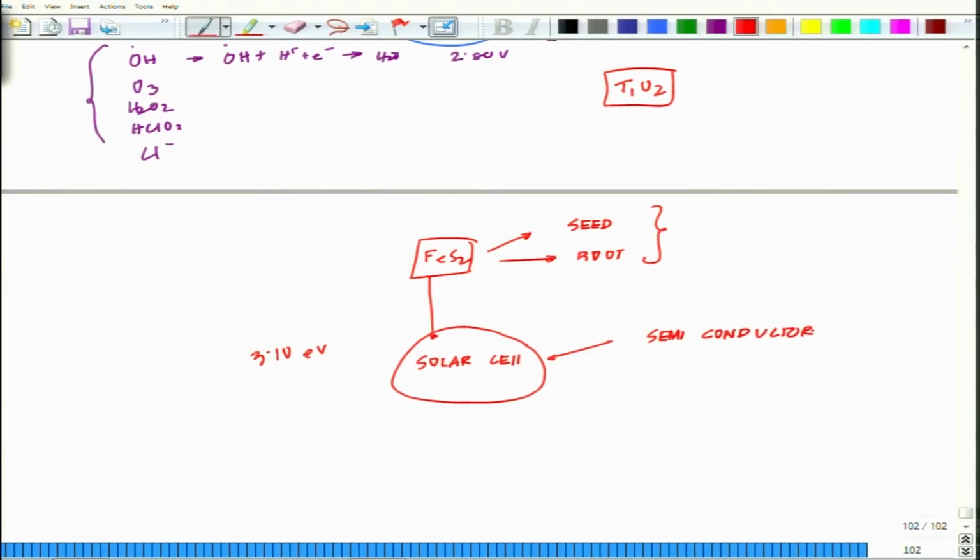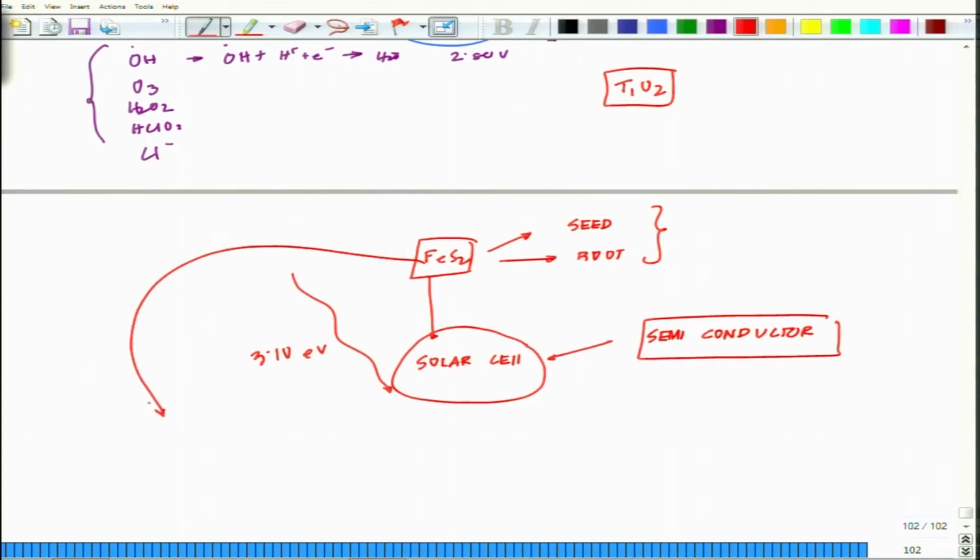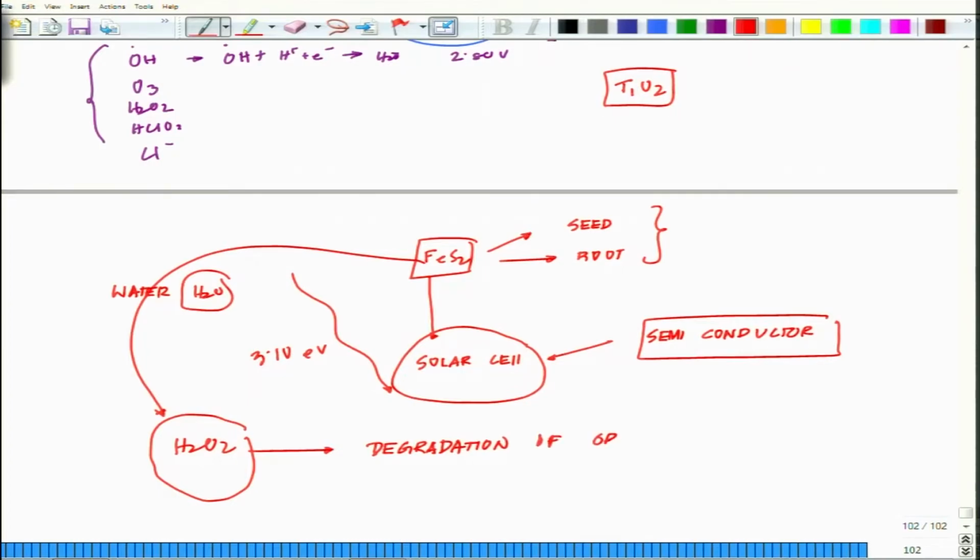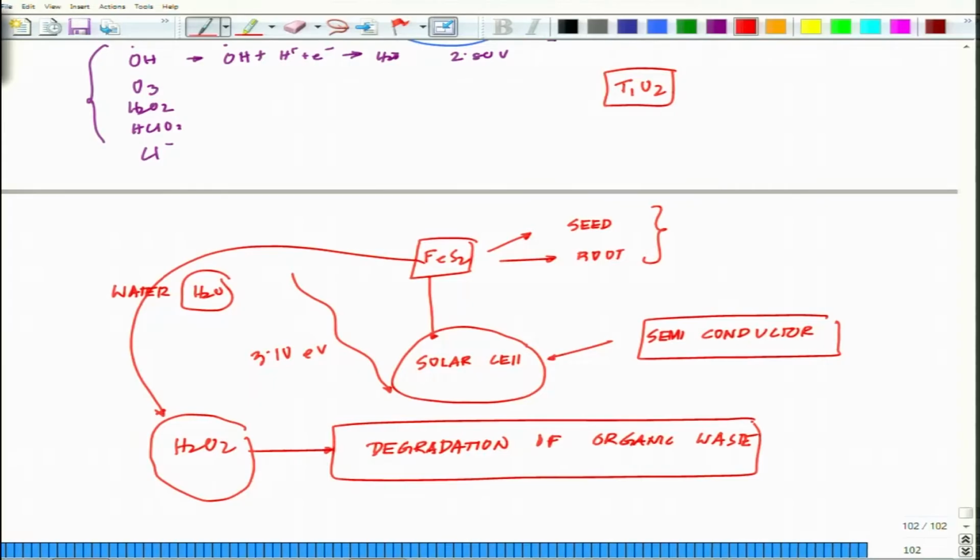And pyrite has another application exactly like titanium dioxide. Pyrite in the presence of water generates H2O2. This H2O2 could be used for degradation of organic waste. You are realizing? Same molecule, almost the same geometry or the same strategy it is following.